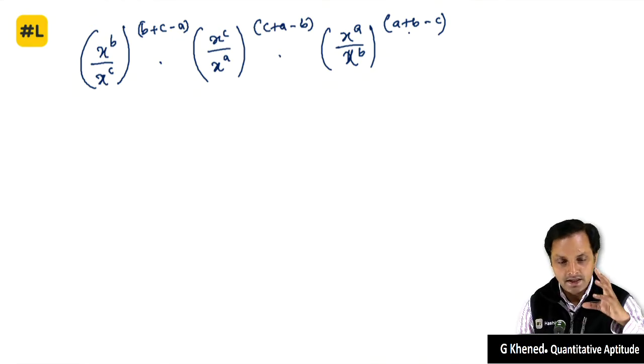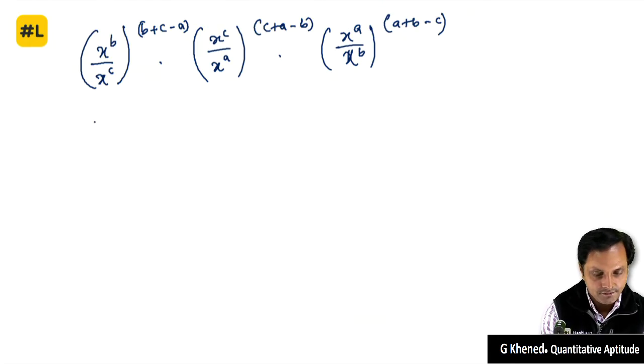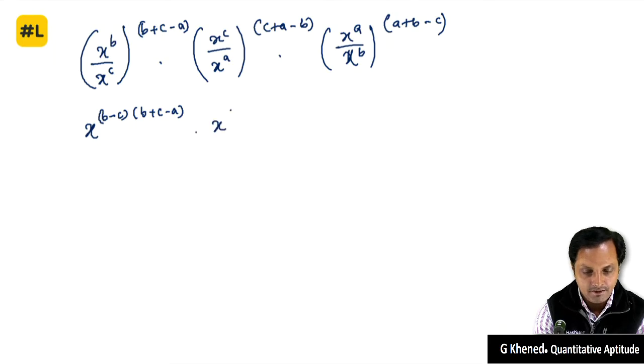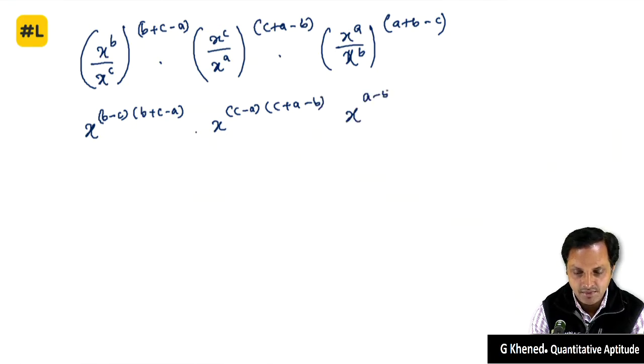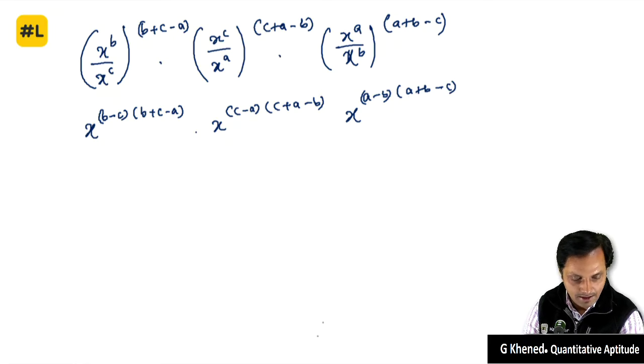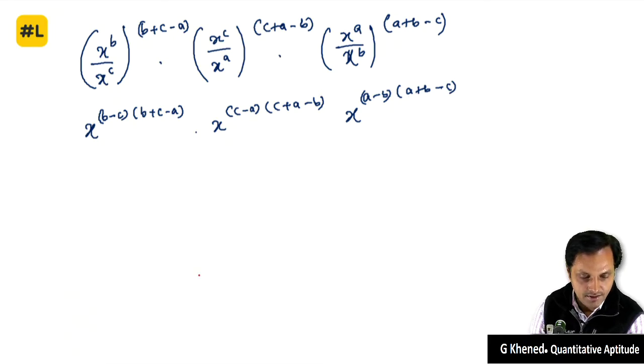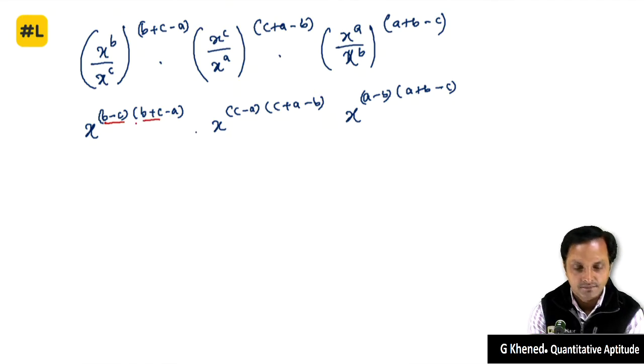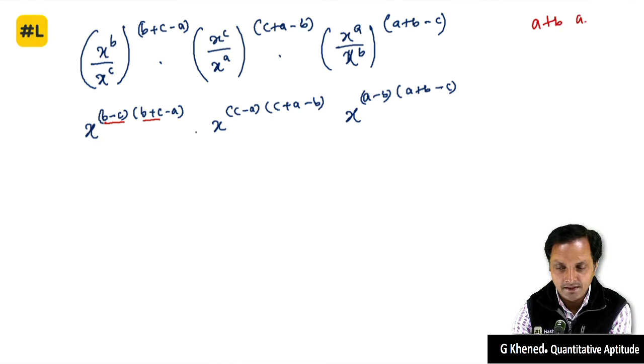Very simple. You know that x power b by x power c, you can write it as x power b minus c, into b plus c minus a. Similarly, x power c minus a, c plus a minus b, x power a minus b into a plus b minus c. You know how to do the multiplication. Just take a look: b minus c into b plus c. You know the simple rule, what is a plus b into a minus b? That will give you a square minus b square, and all the powers add up.